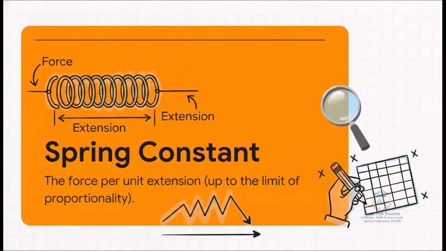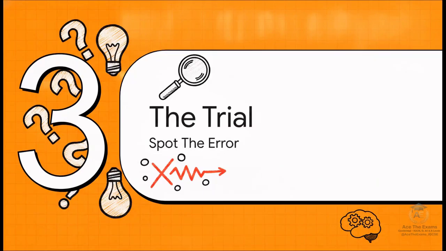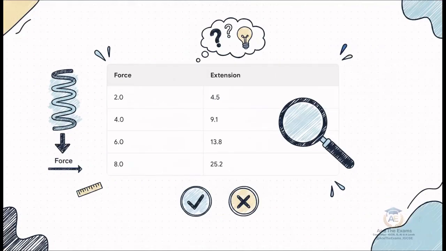But simply writing that down just isn't enough when you're faced with a data table. Let's look at how students completely ruin their calculations when the exam suddenly throws actual numbers at them. All right, Section 3, the trial, spot the error. I'm going to challenge you to actively engage right now. Let's see what you've got. So consider a mock set of student data for a Hooke's law experiment. We've got force on the left column and extension in the right.